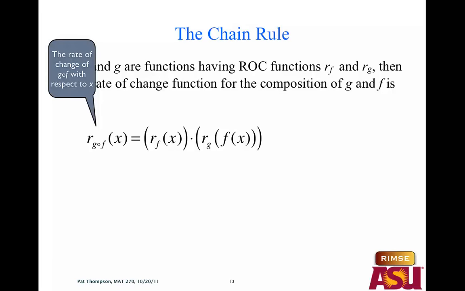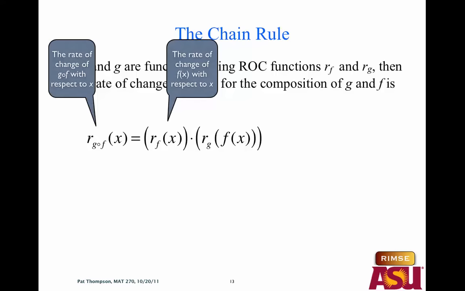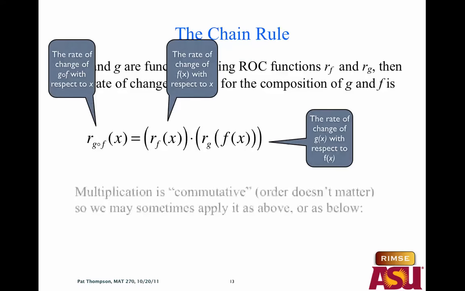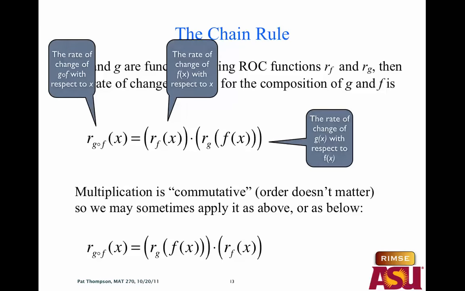So the rate of change of g composed with f with respect to x is the rate of change of f, the interior function, with respect to x, times the rate of change of g with respect to f. Okay? And so the order doesn't matter. We could change that order. So sometimes in certain problems we'll think about doing the rate of g with respect to f first. So let's go back to the example. We'll do it and be done.